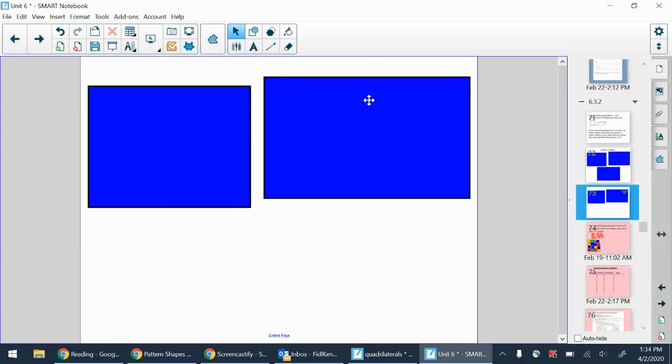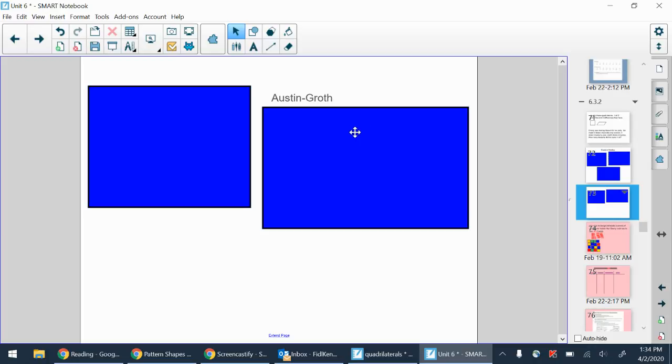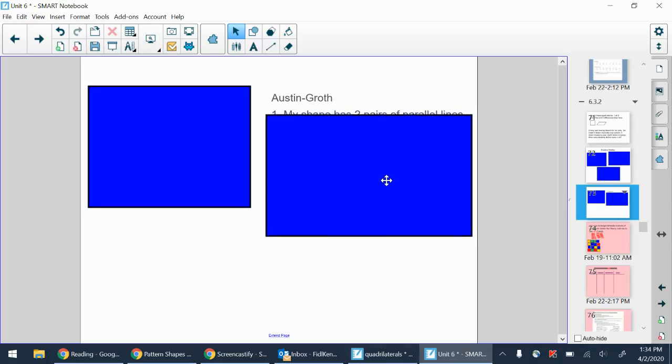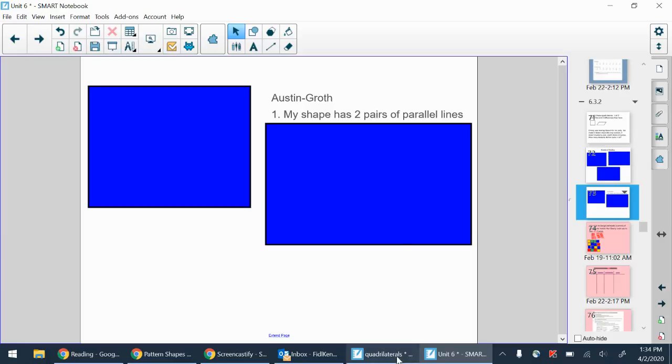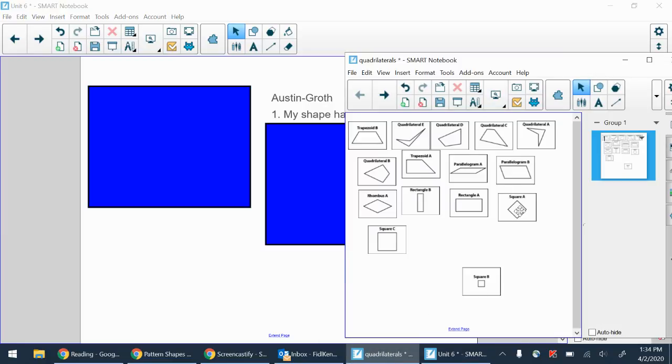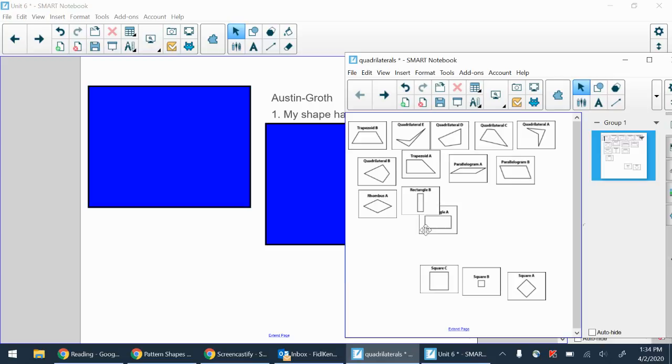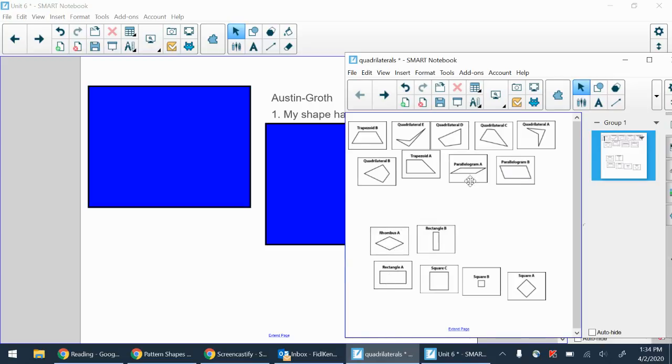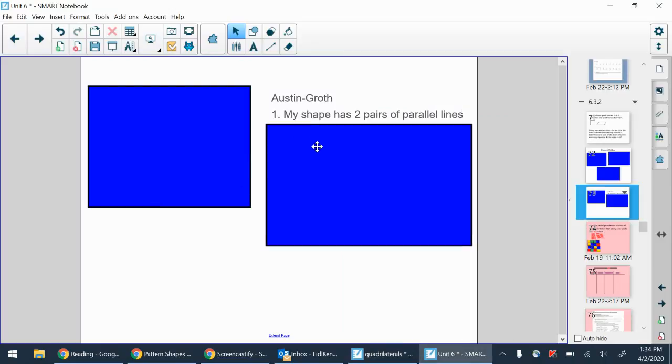All right, we have one more riddle to do. And this is from Austin in Mrs. Gross' class. All right, his first clue. My shape has two pairs of parallel lines. Oh, just kind of like Morgan started off that way. So let me bring all of these back down. Okay, let's look at a second clue.